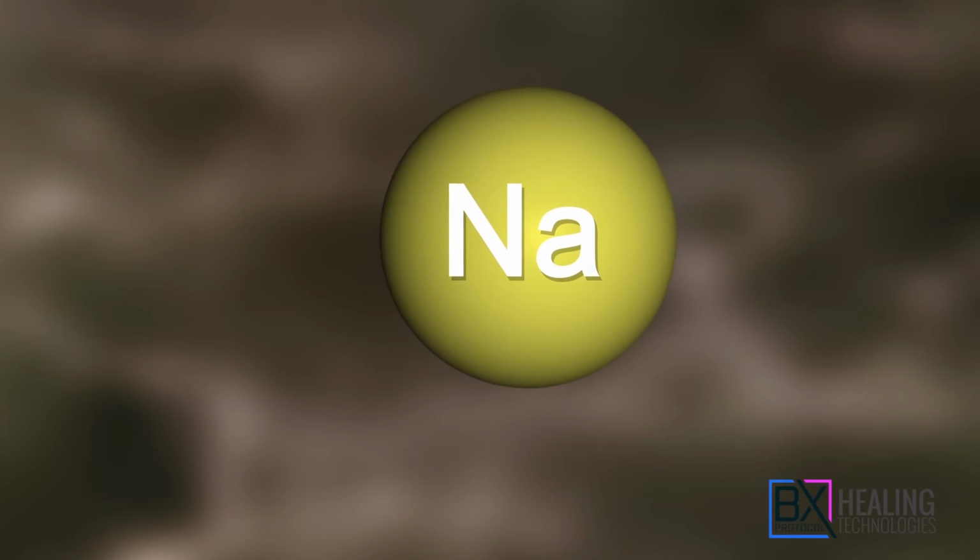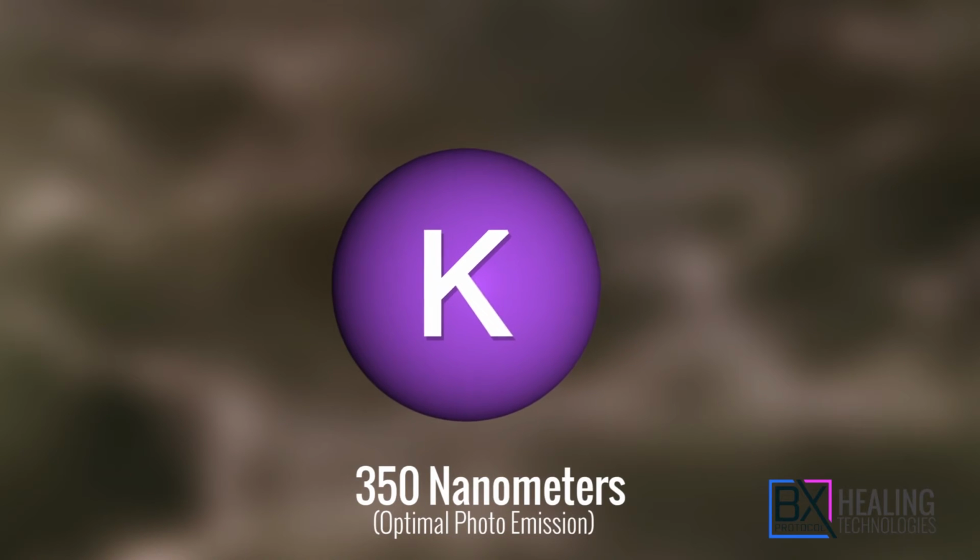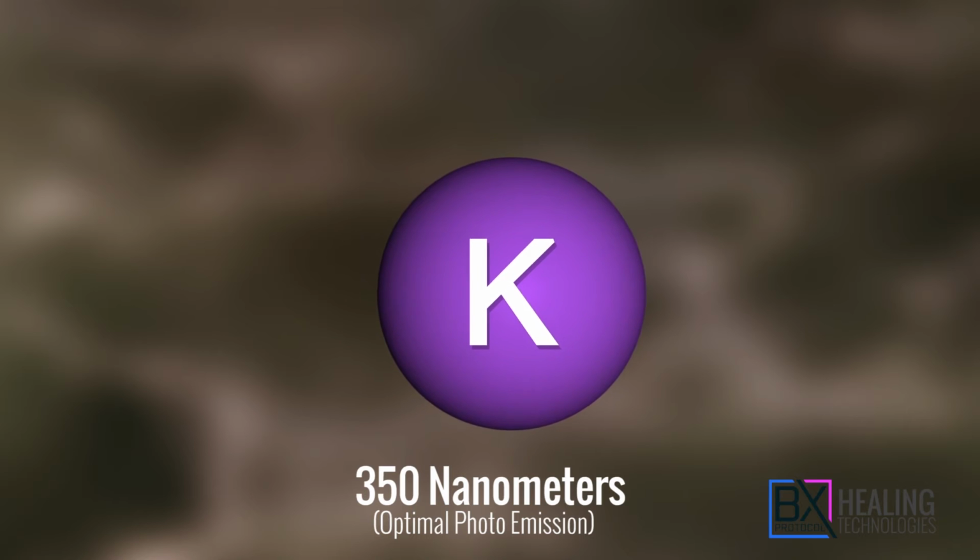We're talking about optimal photon emission. Optimal photon emission from sodium is around 580 nanometers. From potassium, it's around 350 nanometers. However, in a diseased system, photon stimulation of these ions is impaired for several reasons.